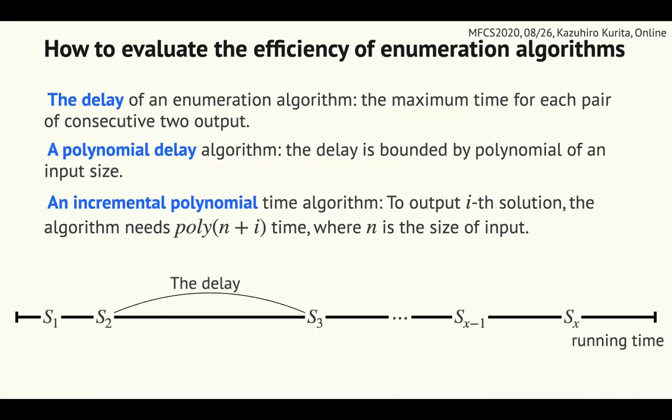Next, we will explain how to evaluate the efficiency of enumeration algorithms. In the enumeration algorithm area, we evaluate the efficiency of an algorithm by a measure called the delay. The delay of an enumeration algorithm is the maximum time between each pair of consecutive solutions. An enumeration algorithm is called polynomial delay if its delay is bounded by a polynomial of the size of the input. Moreover, an enumeration algorithm is called incremental polynomial if, to output i solutions, the algorithm needs polynomial in n plus i time, where n is the size of the input.